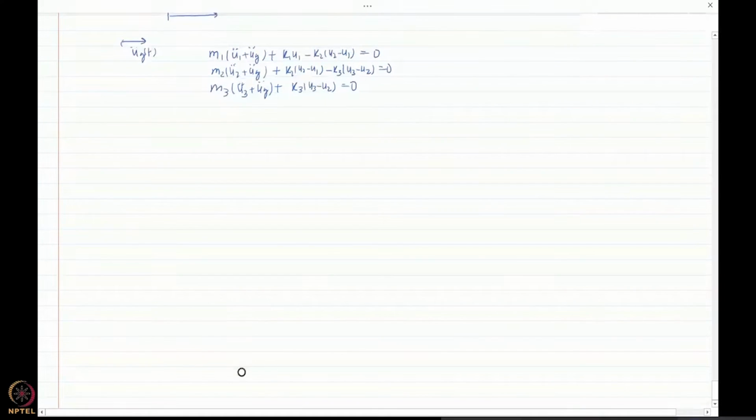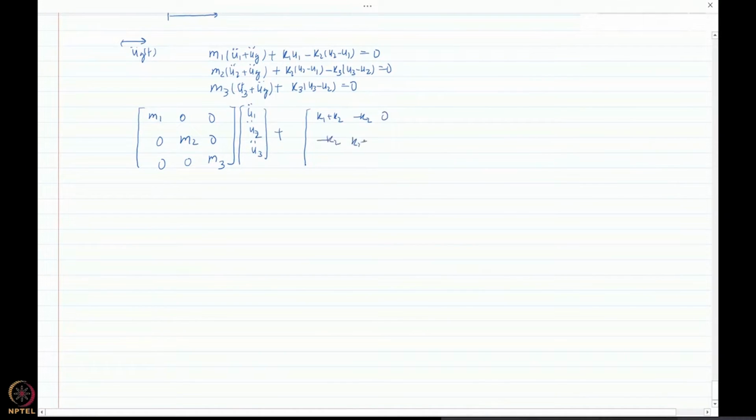So I can also write it in matrix form: M1, 0, 0, 0, M2, 0, 0, 0, M3, times the acceleration vector u1, u2, u3. By now you should be very proficient at least with setting up this equation of motion. Building should be very easy for you, especially the shear type building. It would always be of this form if the degrees of freedom are defined at each level.